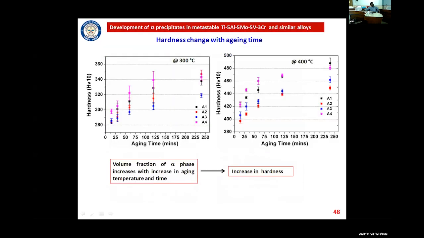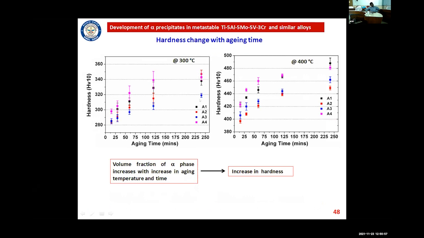Now, I have also confirmed the formation of those alpha phase precipitates by taking the hardness values. Here you can see the hardness versus the aging time that I have plotted, from 15 minutes, 30 minutes, 60 minutes, 2 hours, and 4 hours, which is 240 minutes. You can see that the maximum hardness was observed for A2 and A4. So this is for A2 and this is A4.